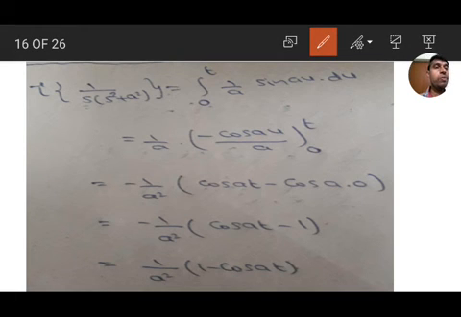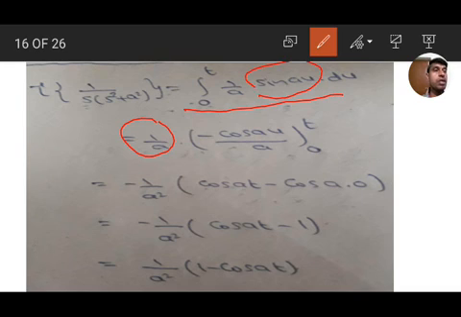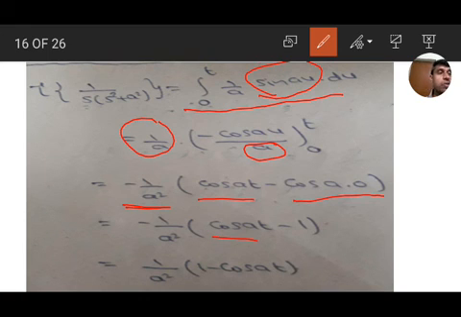1 by a is outside, and the integration of sin au is minus cos au by a. The minus and the a are also outside as coefficients: minus 1 by a square, upper limit cos at minus lower limit cos a into 0. Cos at is as it is, cos a into 0 is cos 0, whose value is 1. So multiplying with the minus, we get 1 by a square into 1 minus cos at.